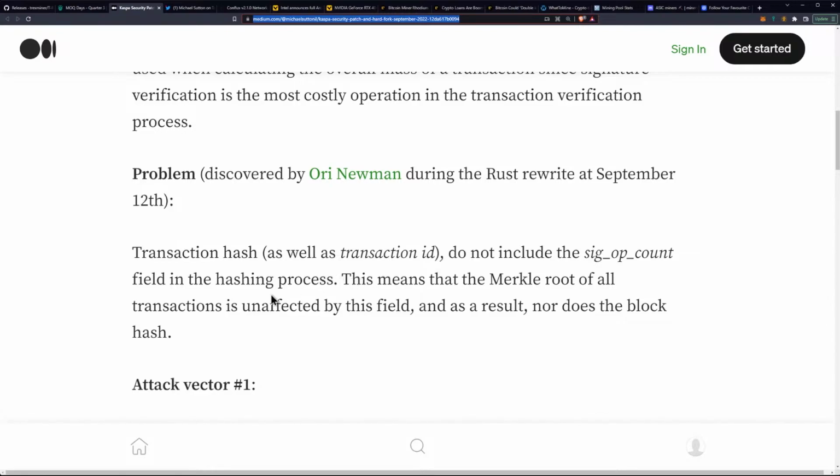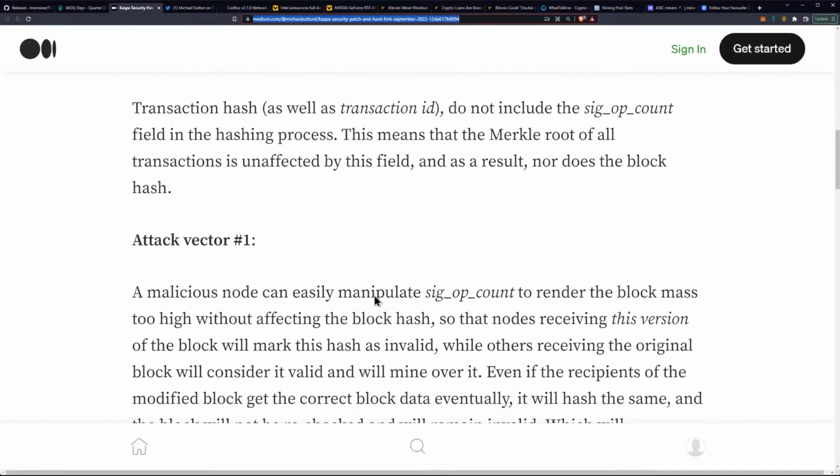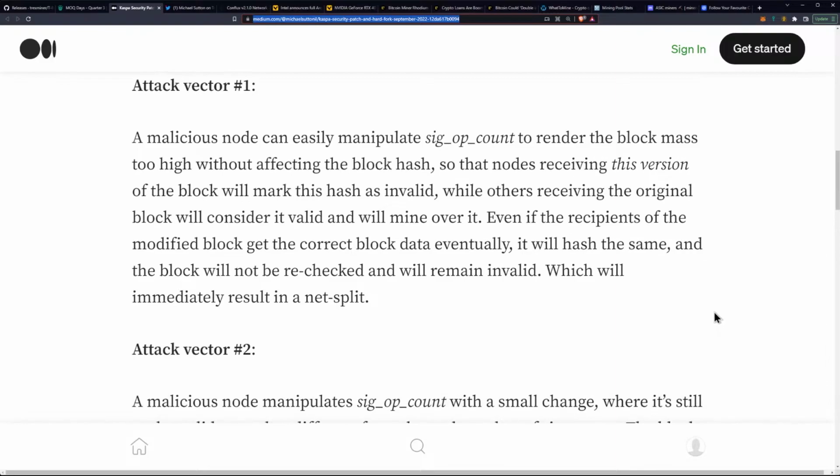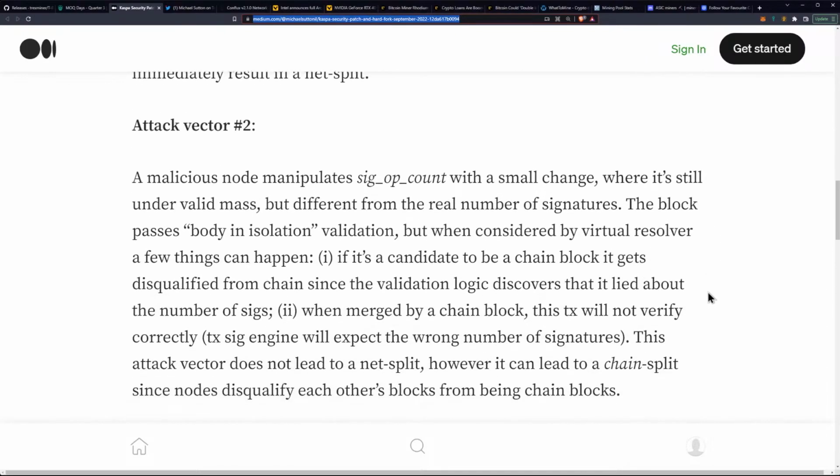This means that the Merkle root of all transactions is unaffected by this field, and as a result, so is the block hash. So, attack vector number 1: a malicious node can easily manipulate sig op count to render the block mass too high without affecting the block hash, so that the nodes receiving this version of the block will mark this hash as invalid, while others receiving the original block will consider it valid and will mine over it. Even if the recipients of the modified block get the correct block data, eventually it will hash the same and the block will not be rechecked and will remain invalid, which will immediately result in a net split.